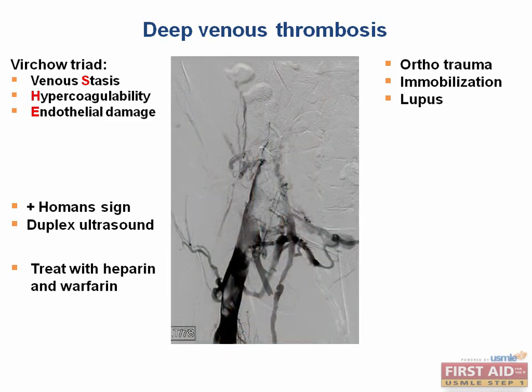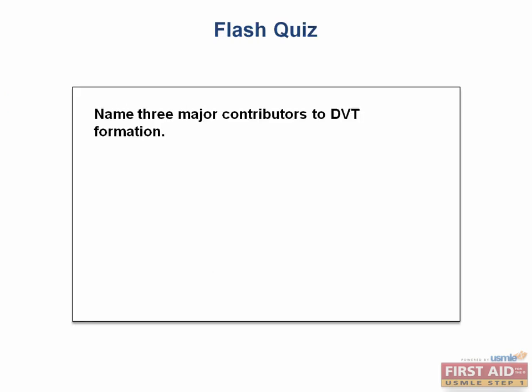This venogram is from a 15-year-old girl who's taking oral contraceptives whose left leg became severely swollen after a long airplane ride. As you can see, there is complete obstruction of the proximal left femoral vein, propagating into the distal IVC with multiple dilated collateral vessels. Name 3 major contributors to DVT formation.